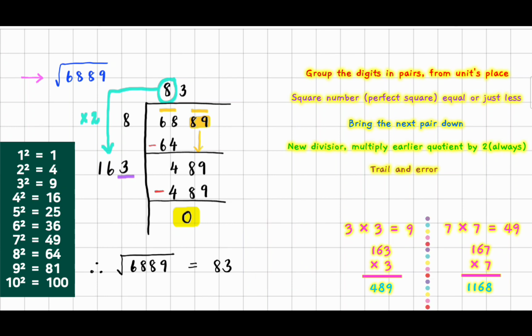The other way is interesting. This number here plus its unit digit will always be twice of the answer. 163 plus its unit digit 3 is 166, which is equal to 83 multiplied by 2. So that's it. We have done it perfectly.